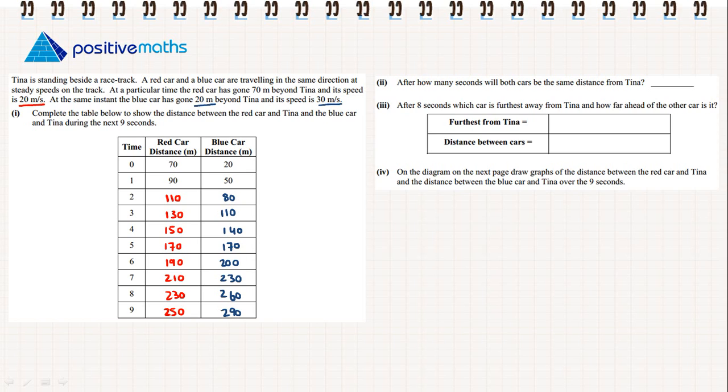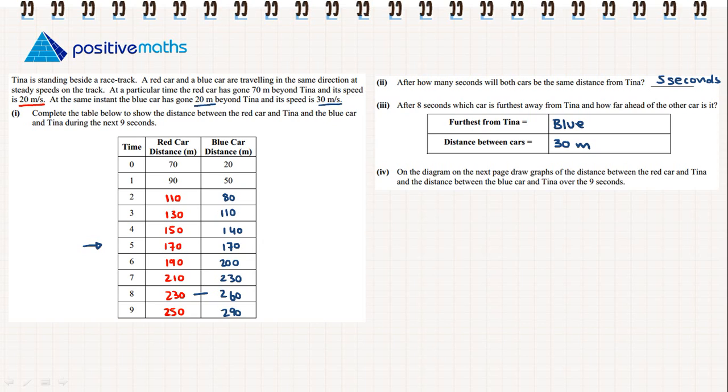Part 2. After how many seconds will both cars be at the same distance from Tina? So we can use our table for this. And what we'll notice is that after 5 seconds, both cars are 170 metres away from Tina. Part 3. After 8 seconds, which car is furthest away from Tina, and how far ahead of the other car is it? At 8 seconds, we notice that the blue car is the furthest away, and the difference between the 2 cars is 30 metres.